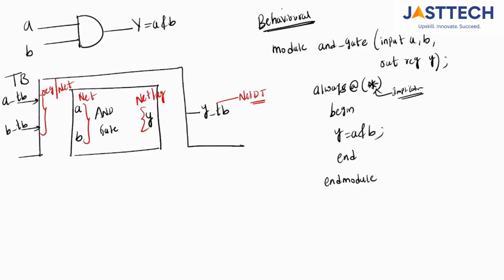Okay, suppose I want to instantiate, suppose two or more gates are there. I need to do instantiation. I can call two times, four times, or five times. That is nothing but instantiation. In the instantiation there are two types.